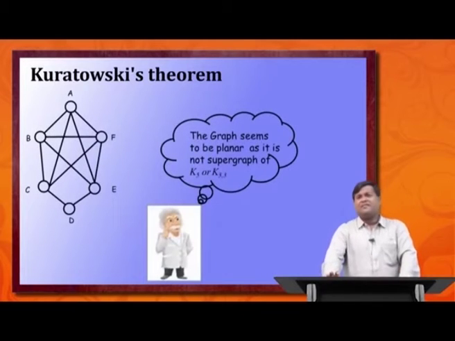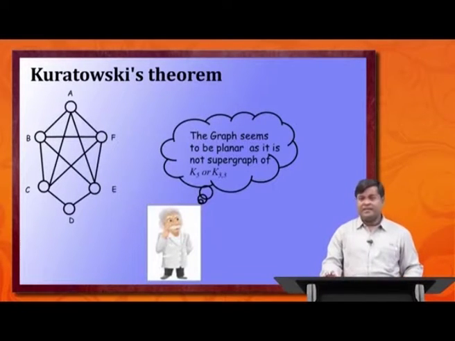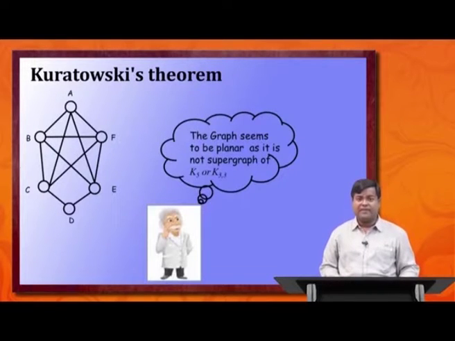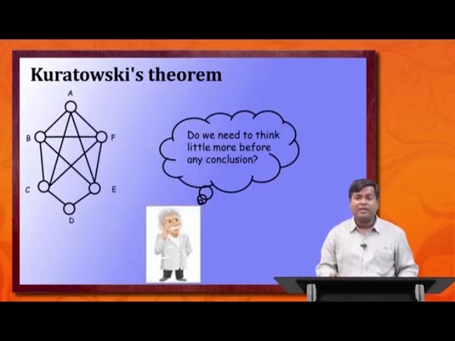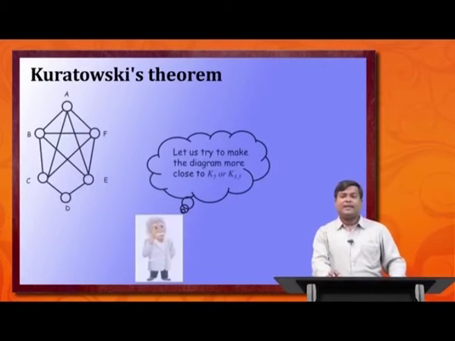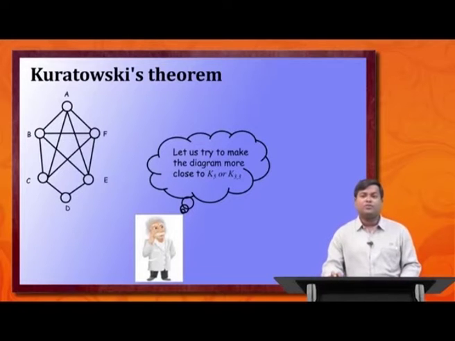It looks like this graph is planar, right? Because it is not a supergraph of either of the previous ones, K5 and K33. Now the question is, shall we conclude that it is a planar graph? Do we need to think a little more before any conclusion? Let's try for that. Let us try to make the diagram closer to K5 or K33.